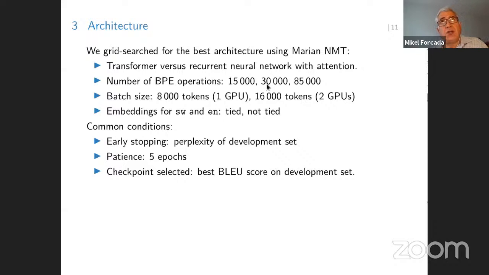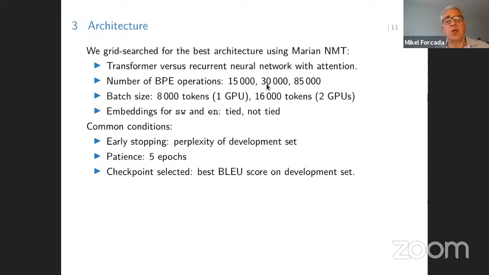When we were using the neural architecture, we used Marian, and we decided to grid search for the best architecture, at least in a certain hyperparameter space. So for example, we checked transformer versus recurrent neural network with attention. We also checked the effect of BPE or byte pair encoding operations for subword segmentation, with 15,000, 30,000, 85,000. We used two different mini-batch sizes of 8,000 tokens or 16,000 tokens, which meant using one GPU or two GPUs. And we decided to experiment with the embeddings for Swahili and English, and we decided to tie them or not tie them.